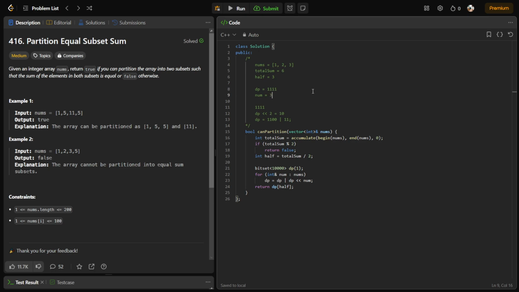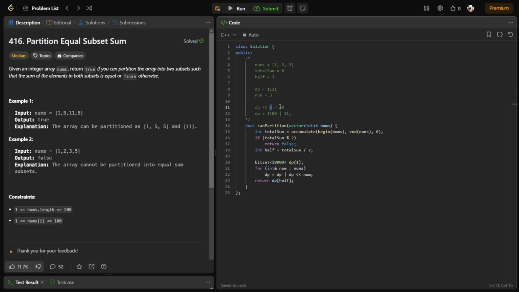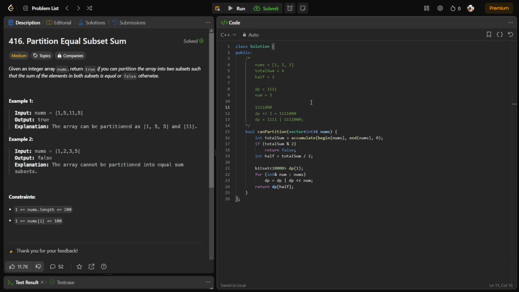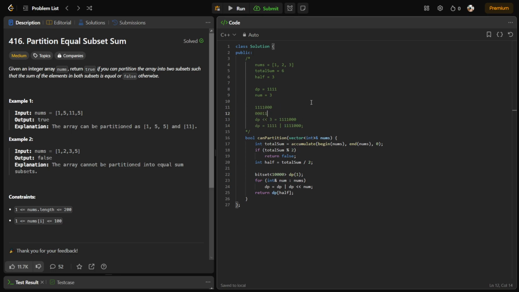Next, num is 3. So same thing. We push it 3 times. So this will have 3 zeros in front, behind it. And then we are doing the OR operation again. Like this, right? So this would basically give us 1 1 1 from here. This will basically give us all ones, right?